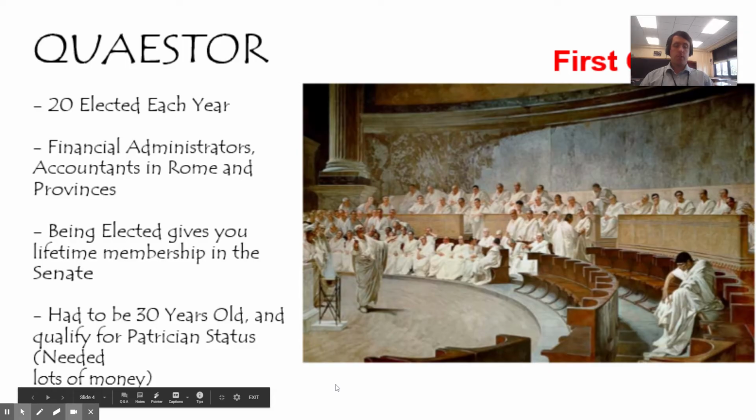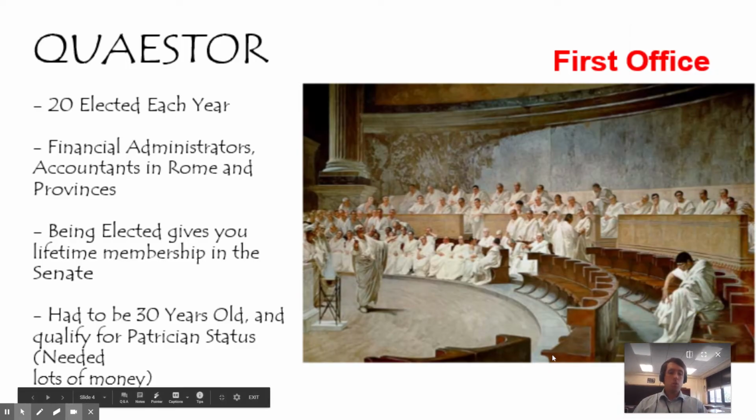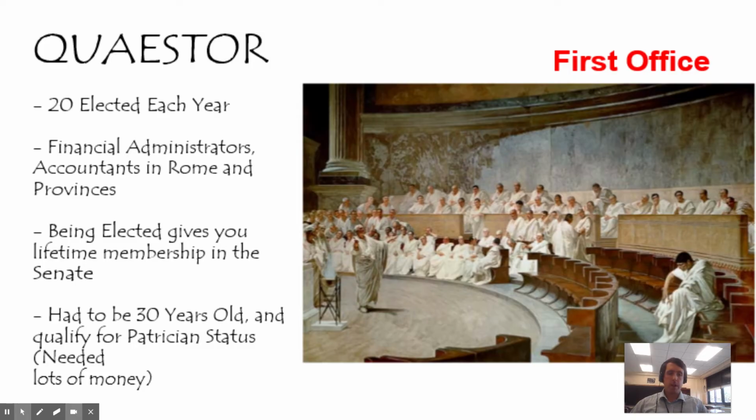Our first office is called quaestor. 20 people were elected to be quaestor each year. They're financial administrators. They're accountants in Rome and the provinces. They handle money and they distribute money. Nowadays, things are different, where people can send money just by check or over the internet. But back then, you had to physically move gold around. So having lots of officials whose job it was to count, distribute, and travel with this gold was rather important.